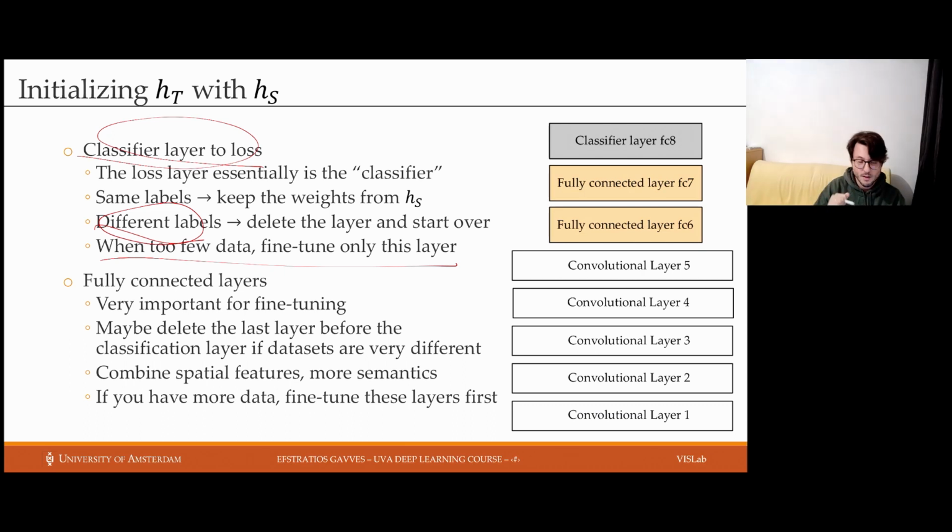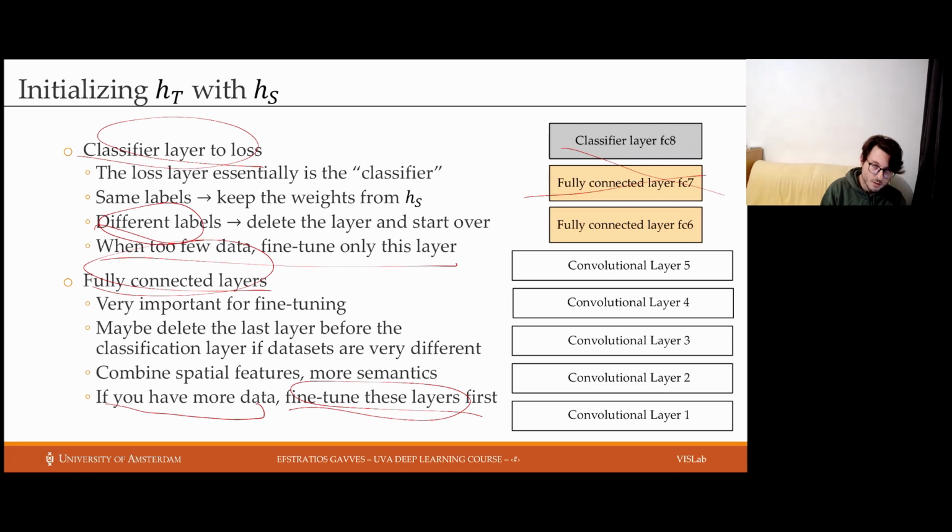The second group of layers is the fully connected layers, and they comprise the most usual case in terms of transfer learning. So if you have a bit more data, so not just a few, then it makes sense to fine-tune these layers first. If the nature of the data, the domain of the data, is very different from our source, then it might make sense to even delete and randomly initialize from scratch the layer before the classifier.